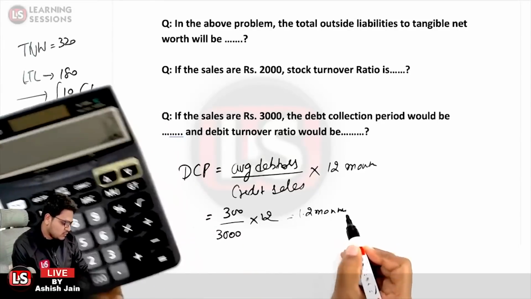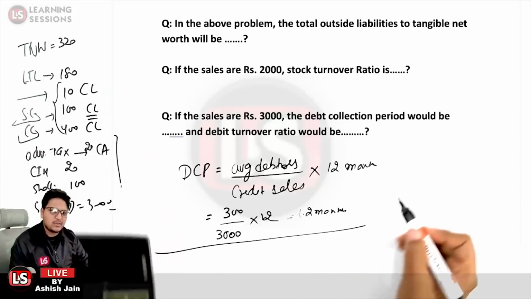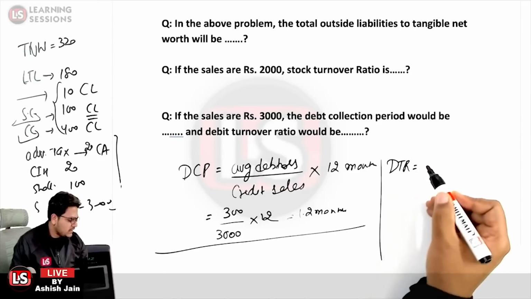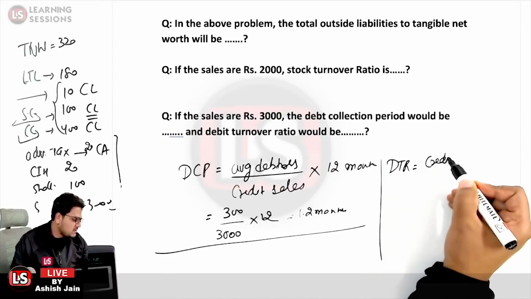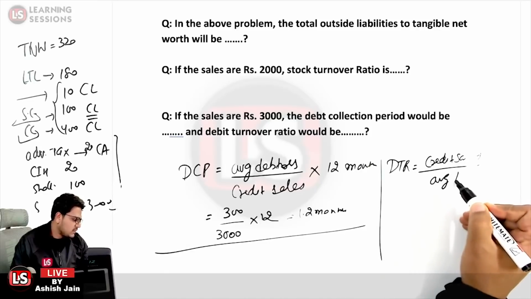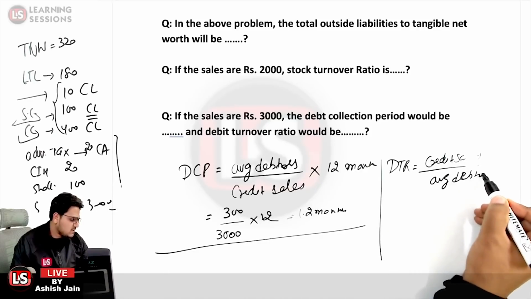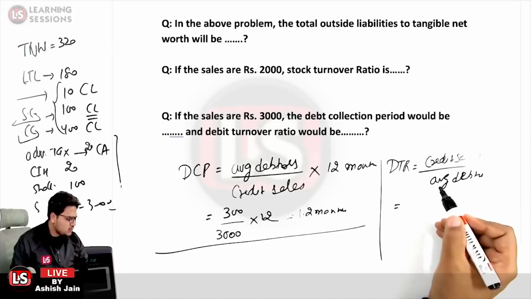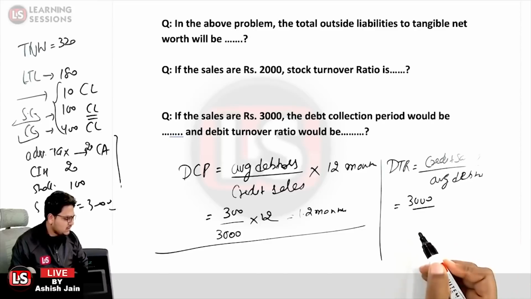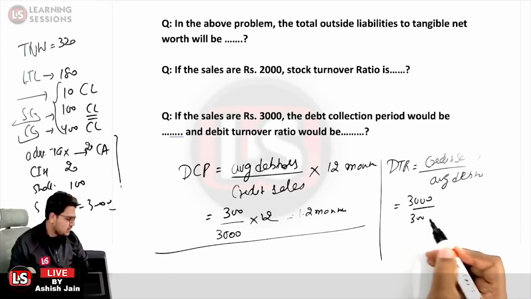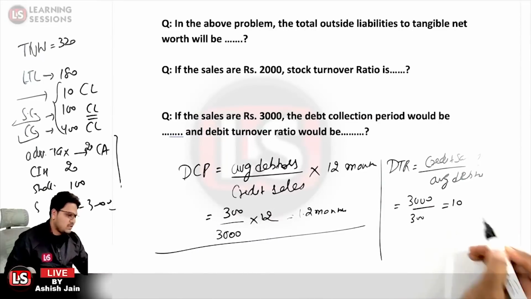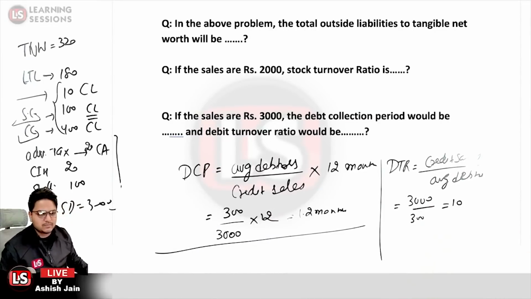And if we need to calculate the debtor turnover ratio, the formula is credit sales divided by the average debtors. The credit sales given in the question are 3000, and the average debtors are 300. So 3000 divided by 300, that is equal to 10.